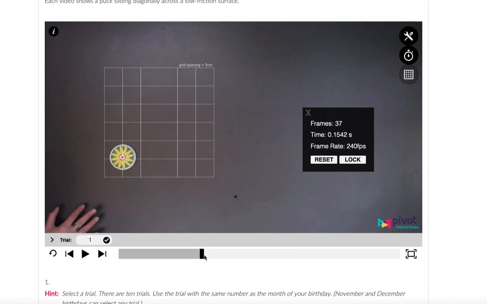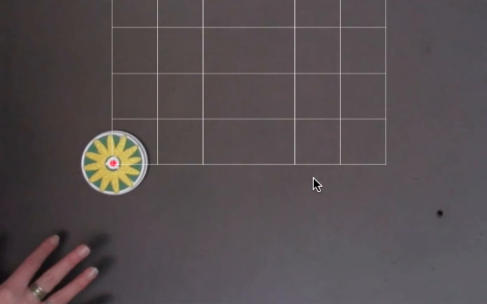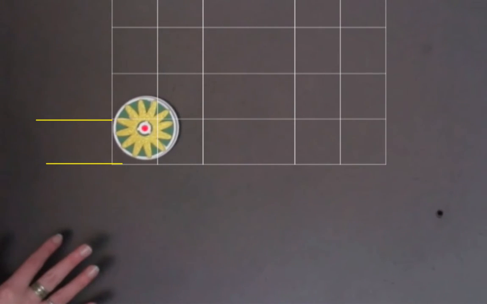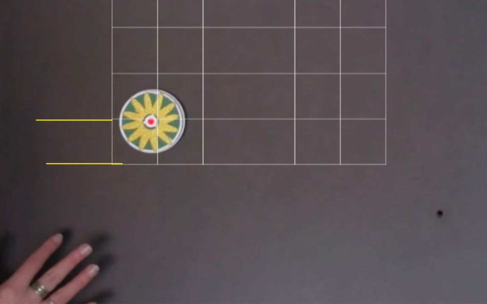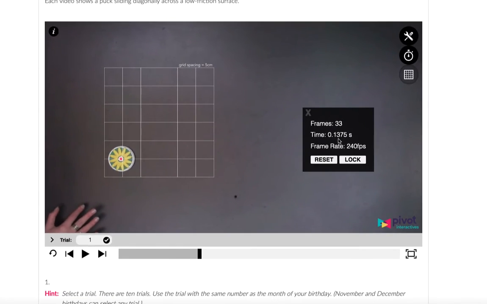If I wanted to do the Y velocity, I could go back to 0, or if I don't get it exactly, I could just reset a new time to 0. Now I'm going to be looking at the vertical motion. I want to know how long it takes to go 5 centimeters in the vertical direction. Again, I can advance frame by frame, and here in the vertical direction, I see it takes 0.1375 seconds to go 5 centimeters. So it's traveling a little bit more quickly in the Y direction. Now I chose to just look at 5 centimeters because this wasn't a lab with uncertainties.